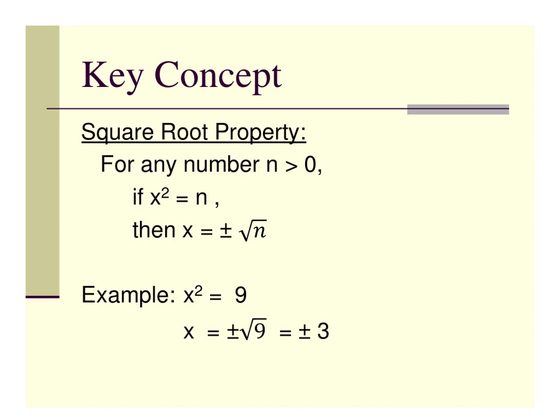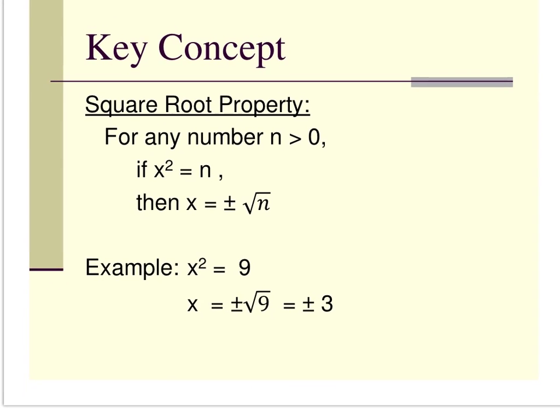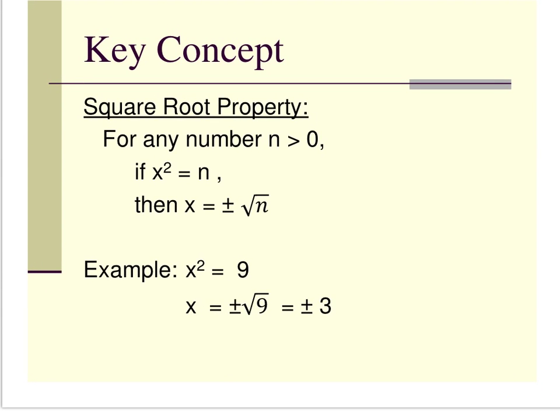One last thing I want to cover with you, and it's called the square root property. Basically, what the square root property says is whenever you take the square root of a number, you're going to have two possible values, just like with the absolute value. You're going to have a positive answer and a negative answer. And here's an example. If x squared equals 9.